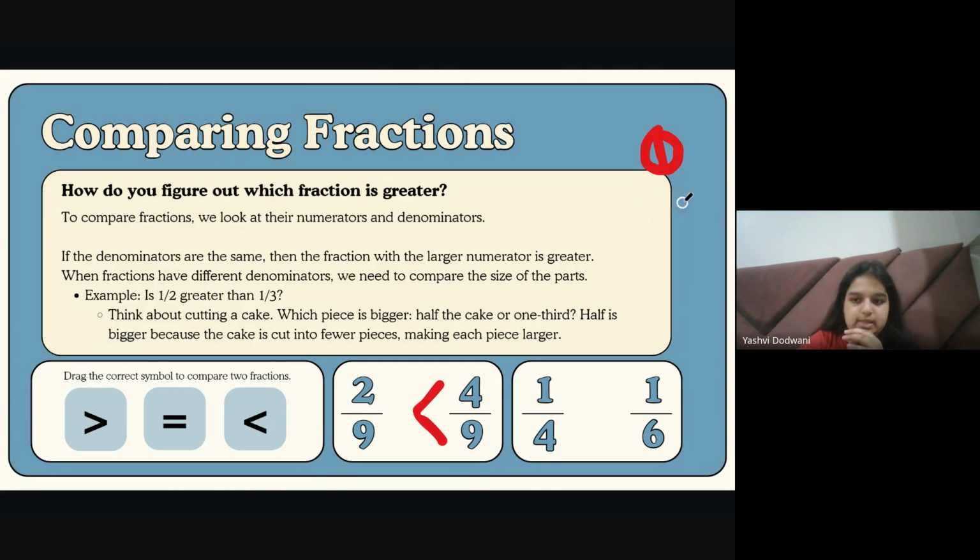And there is also another circle. I'm sorry, let me go here. It's divided into three parts. So, which one do you think would be greater? Of course, it would be 1 by 2.